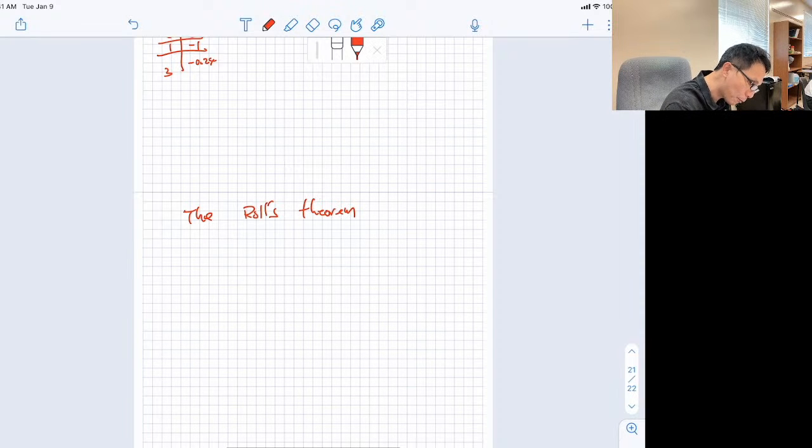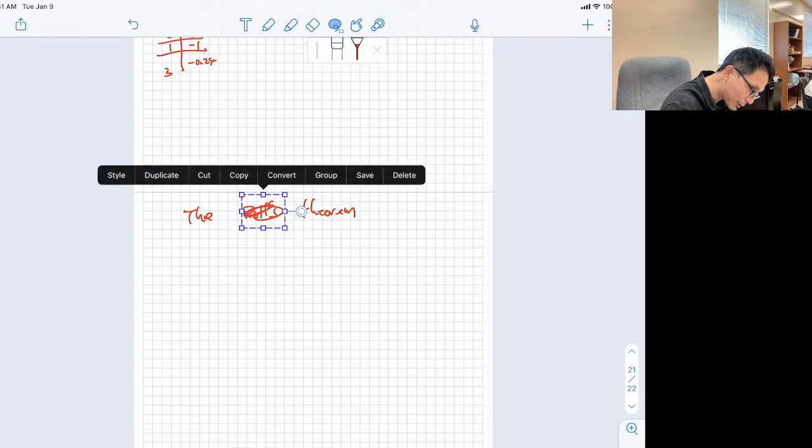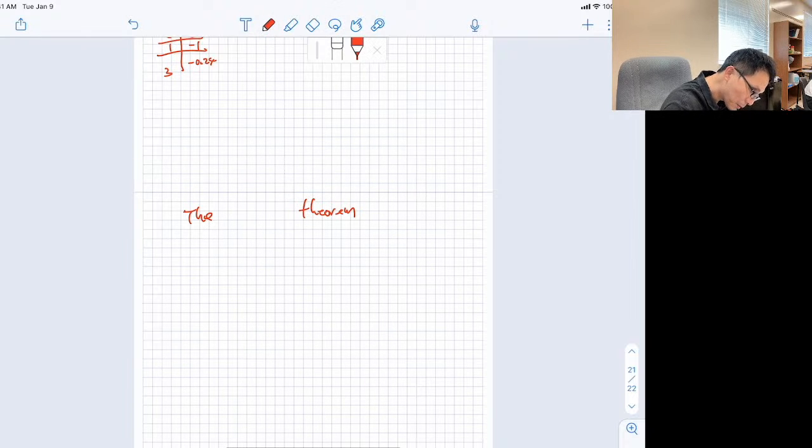Rolle's theorem. So I want to change this handwriting a little bit. It's R, L, L, and I'm going to leave the O right here, so it kind of helps you see that there is a 0 there, and that O means 0.